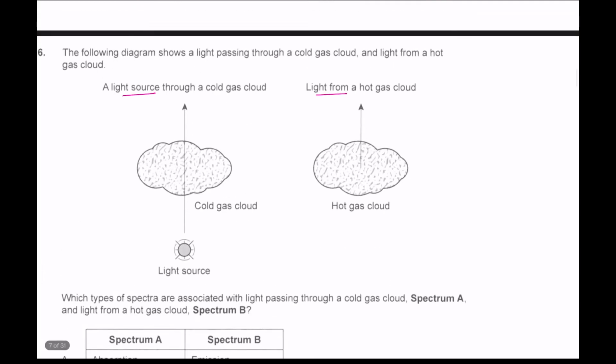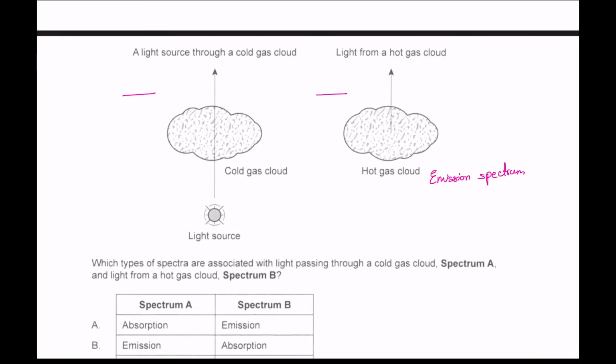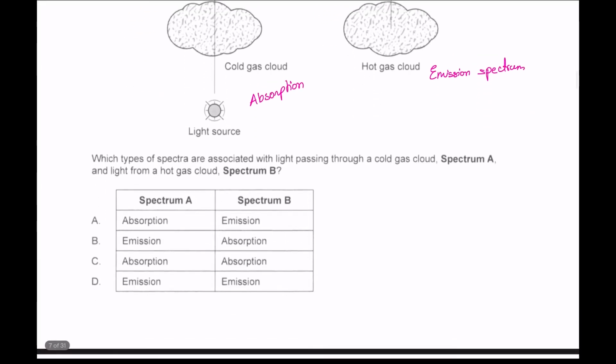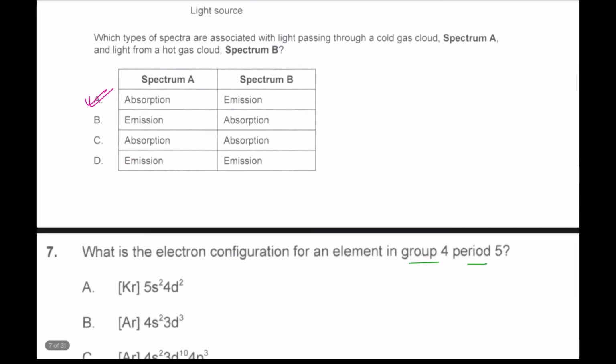So clearly from spectrum B, we are getting an emission spectrum. Emission spectrum occurs if you already have a heated object which is emitting light. And in this one, we will have an absorption spectrum, when light from a source passes through a cold gas cloud, because here the energy is absorbed. So A will be absorption, B will be emission. So the answer is option A.